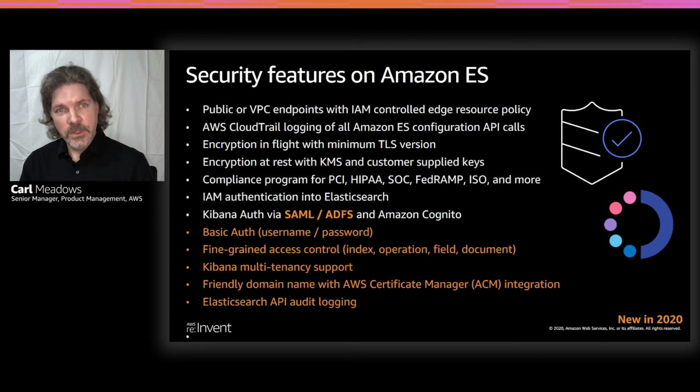Now, the features here in orange are ones that we've launched just this year. So we're always building on security. We've added authentication into Kibana. We had authentication in Kibana using Amazon Cognito, which would allow your users to use usernames and passwords from their own systems to get into Amazon Elasticsearch Service. But we've added SAML support, which makes it much easier to directly leverage Active Directory FS or Okta to allow your users to use those names and passwords.